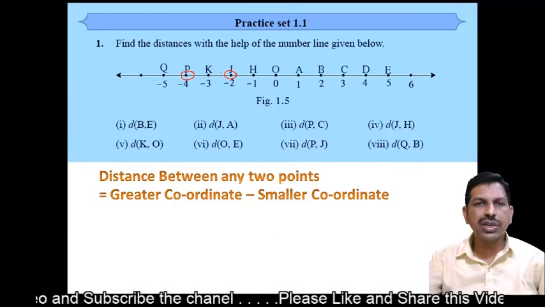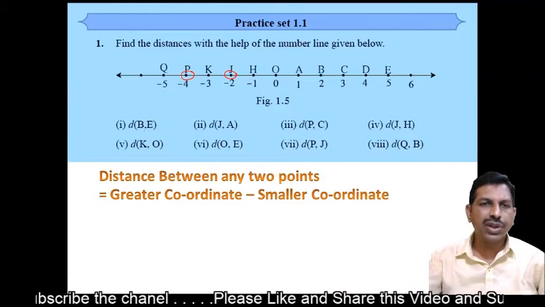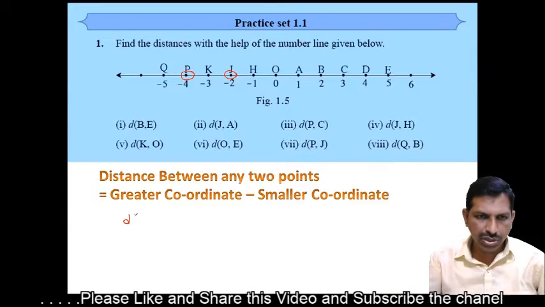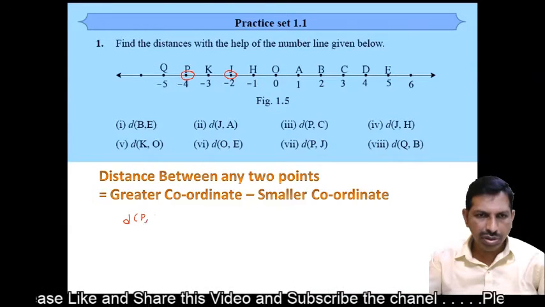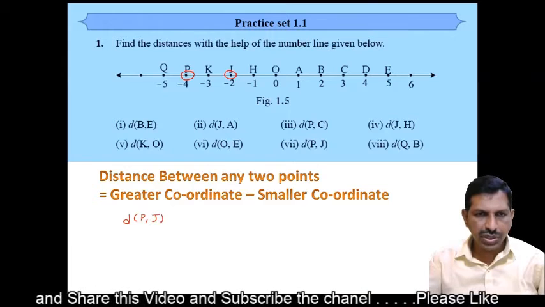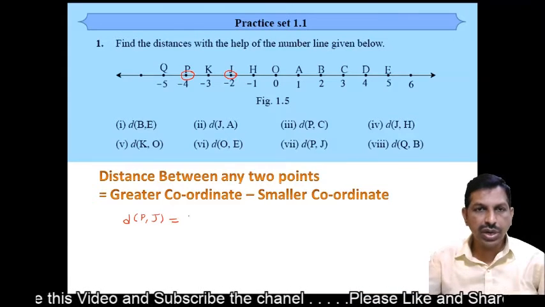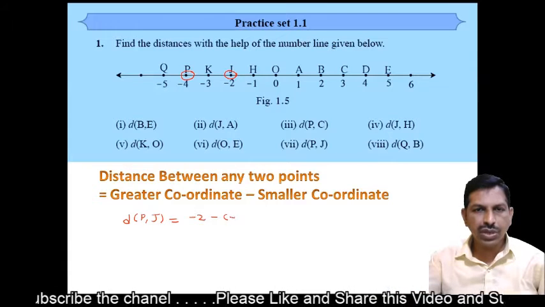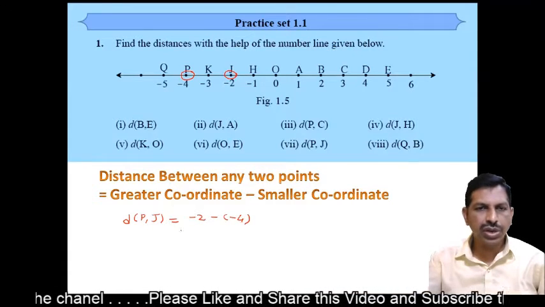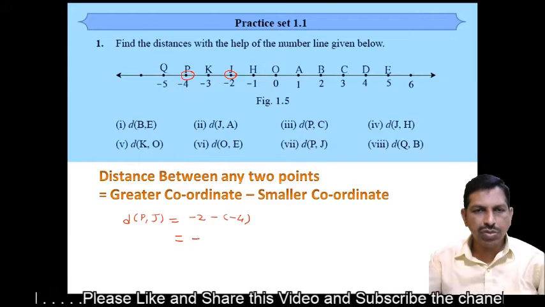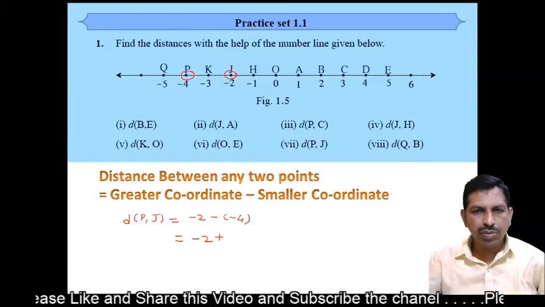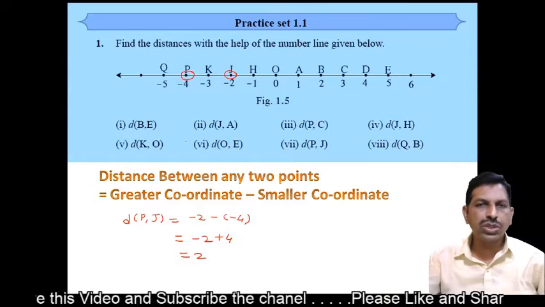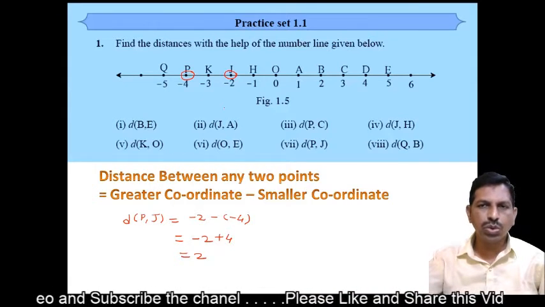J is on the right hand side and P is on the left hand side, and therefore distance of PJ is equal to greater coordinate minus smaller coordinate, that is minus 2 minus of minus 4. So it is equal to minus 2 plus 4, which means it is equal to 2. So distance of PJ is equal to 2.